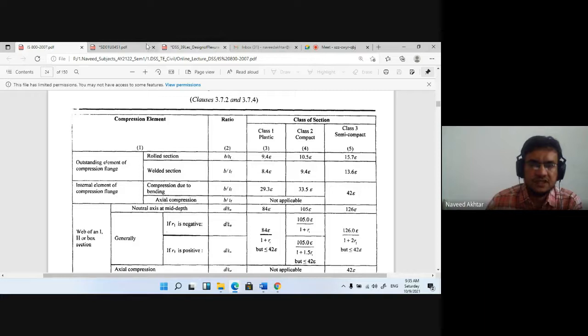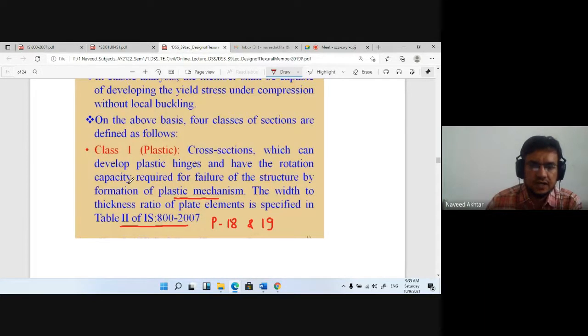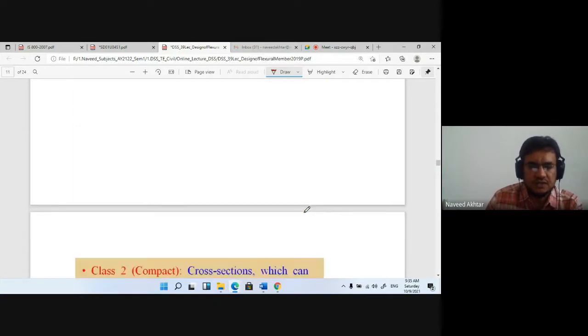Okay, so that is discussed here. In the plastic section, before failure, the section goes into the plastic mechanism and the full rotation capacity of the steel is utilized. That section is called a plastic section.